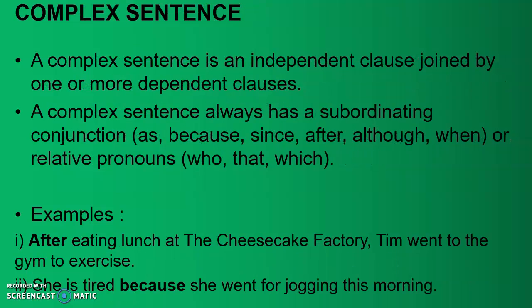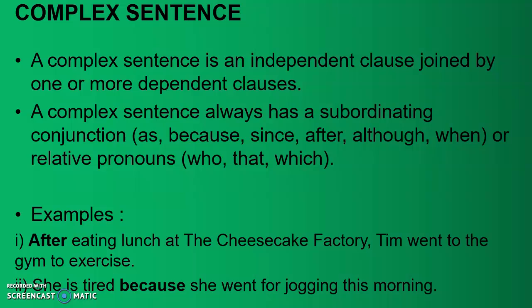We'll look at complex sentence. A complex sentence is an independent clause joined by one or more dependent clauses. This is the exact opposite of what we have learned earlier in compound sentence. A compound sentence would be two independent clauses. It does not need one another. We are just joining them together with a coordinating conjunction.